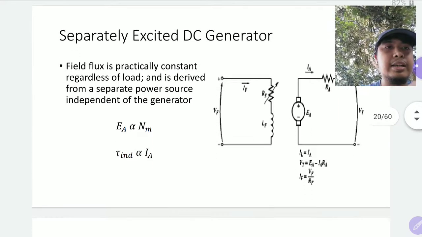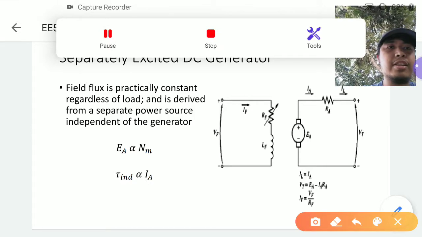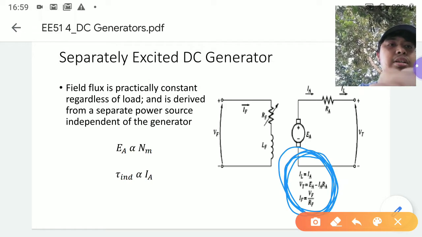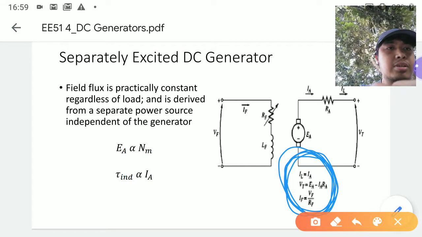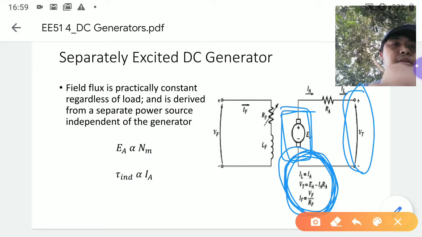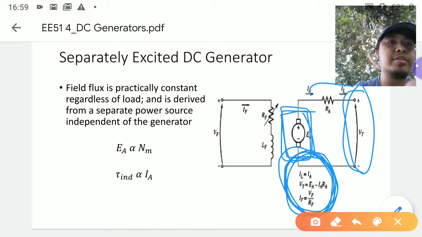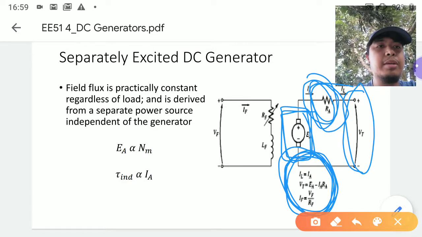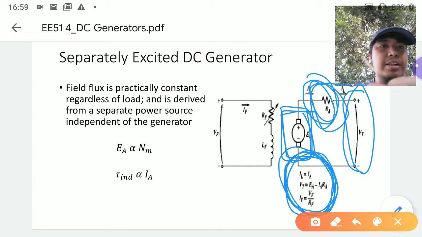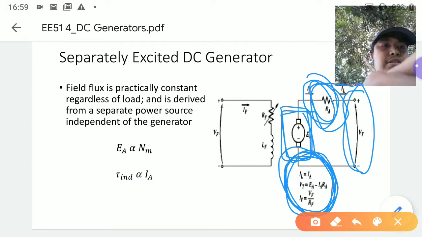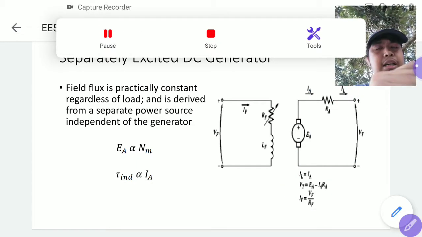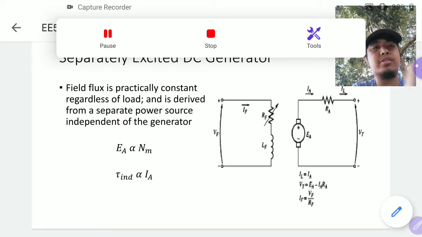If you look at the working equations for a separately excited generator, you have the line current going to the load, or the load current, equal to the armature current. You have the voltage at the terminals equal to your armature voltage less the voltage drop at the armature circuit resistance. And then you have the field current equal to the voltage at the field divided by the resistance of the field. So a separately excited DC generator is very, very simple.